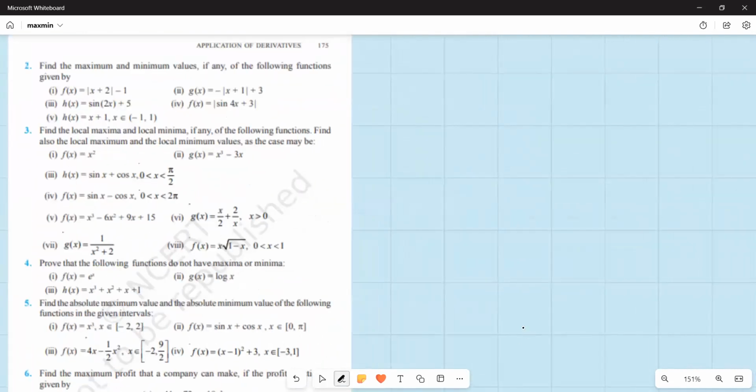Yes. Find the maximum and minimum value for the following function. First part: f of x is equal to mod of x plus 2, minus 1. Now remember, mod, if you have seen, isn't the mod function always like this? What is the definition of the mod function?